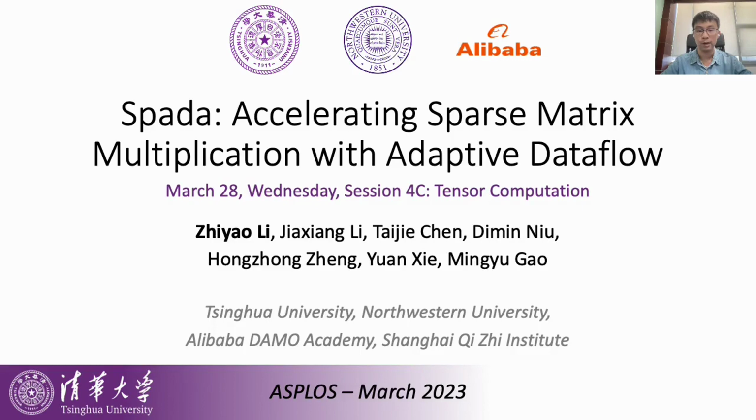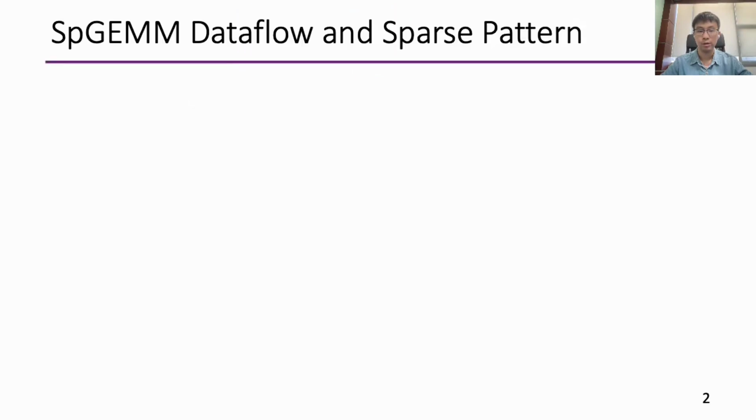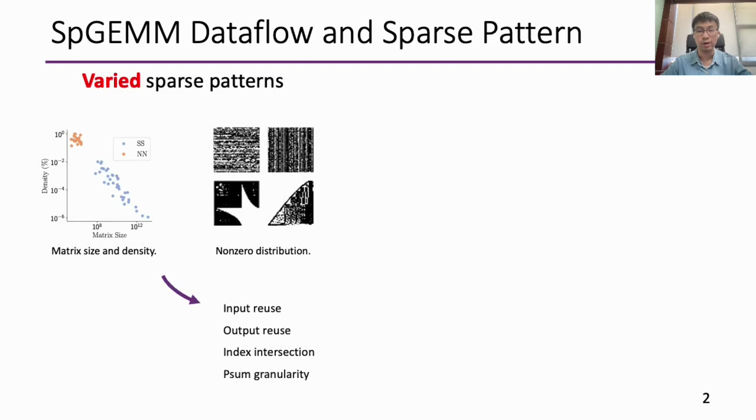This talk presents SPADA, accelerating sparse matrix multiplication with adaptive data flow, in the session of tensor computation. Sparse matrix multiplication, or SpGEMM, is widely used in many scientific and deep learning applications. SpGEMM exhibits drastically varied densities and non-zero distributions. These sparse patterns have different weights on factors affecting the efficiency of SpGEMM.